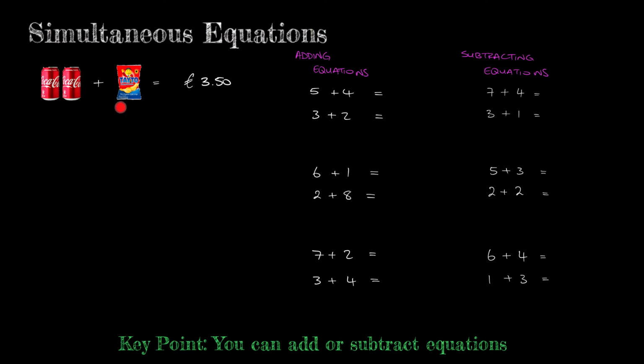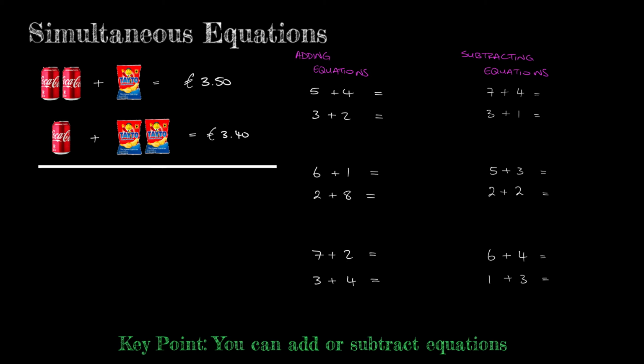So 2 cans of Coke and a packet of potatoes is 350. Okay. From that, you could say that another equation would be that a can of Coke and 2 packets of potatoes is 340. Okay. So these are 2 equations that I formed. But the important thing about equations is that I can add equations. So what I can say there is that 3 cans of Coke and 3 packets of potatoes is equal to a certain amount.